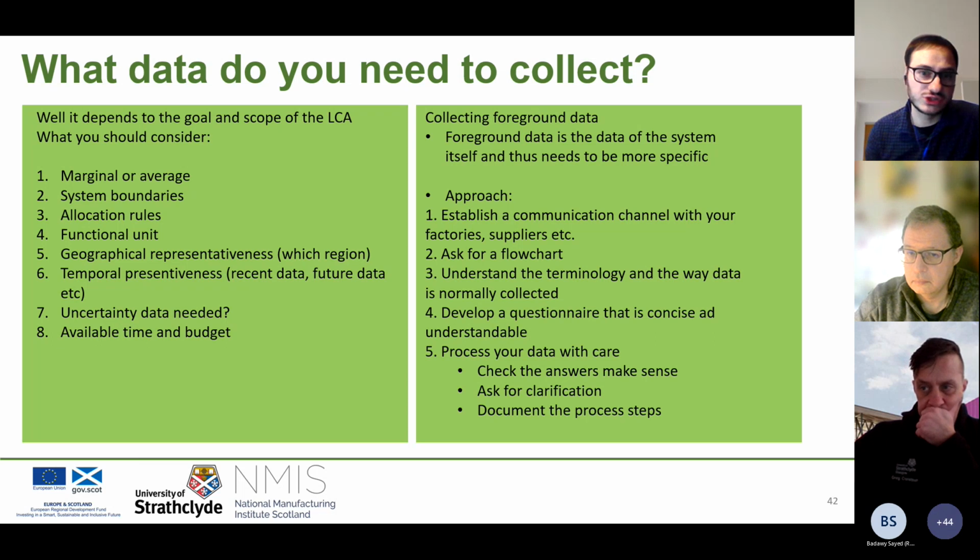Try to understand the terminology and the weight data that is normally collected. People that do this for many years, they know very well what type of data you might need, what terminology they use. So try to use their experience to your advantage. You can also develop a questionnaire that is concise and understandable, so it can go back and forth and you can get the data collected easier. And always process your data with extreme care. Check that the answers make sense, ask for clarification if you don't understand something, and of course, document each step of the process.